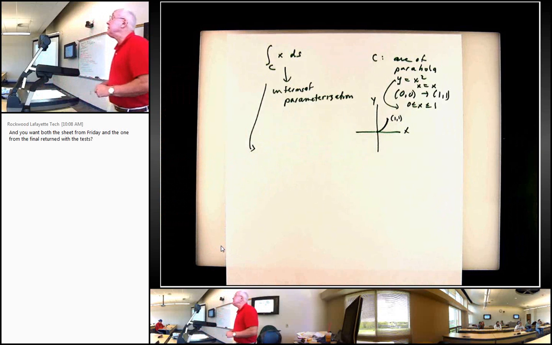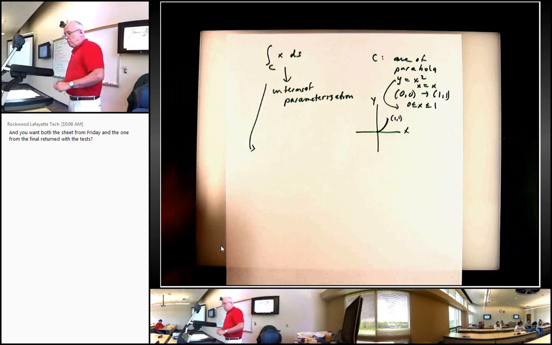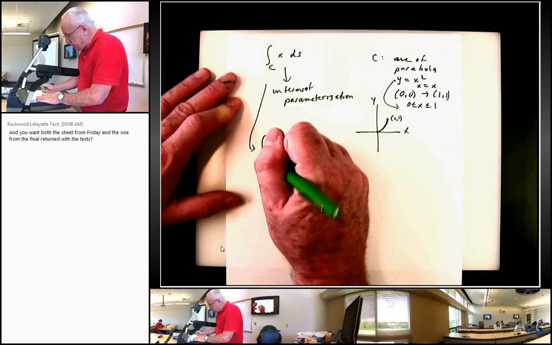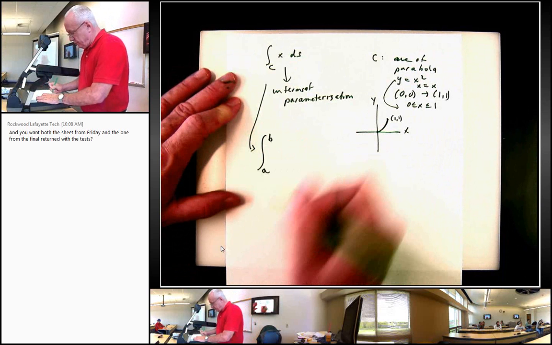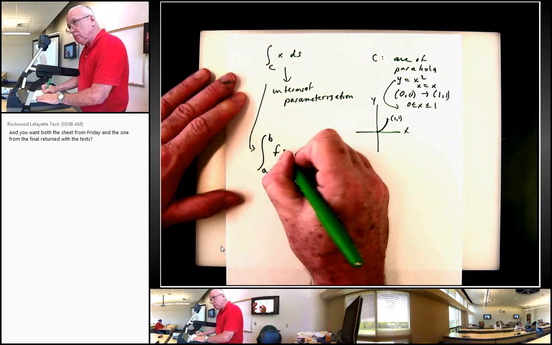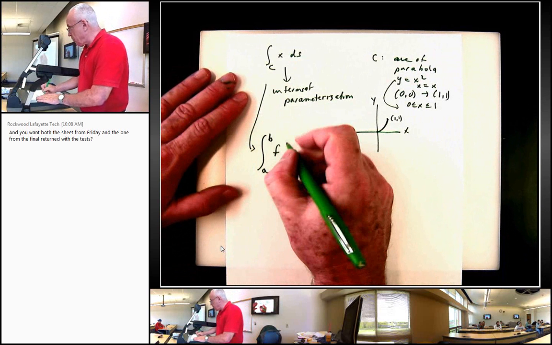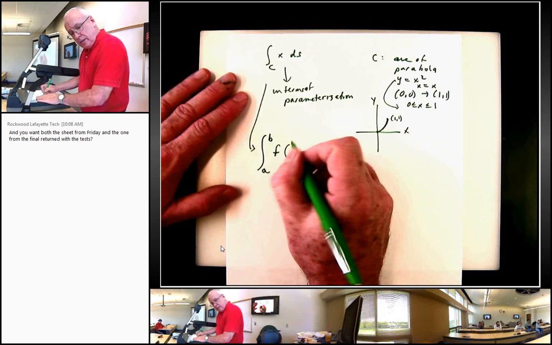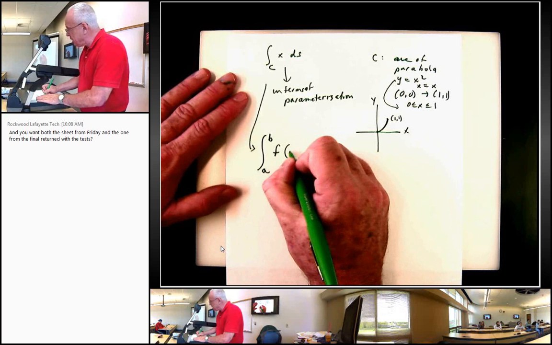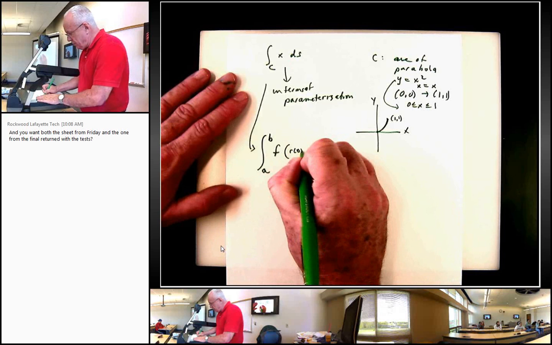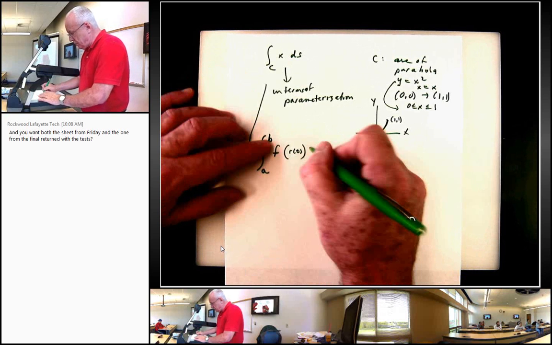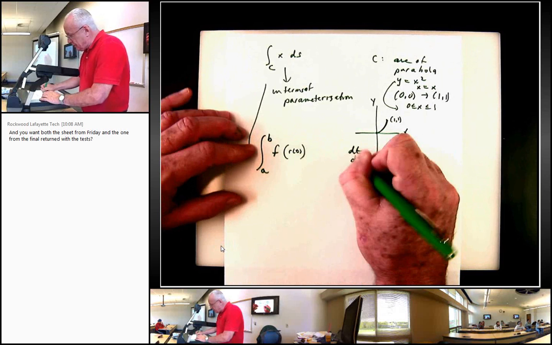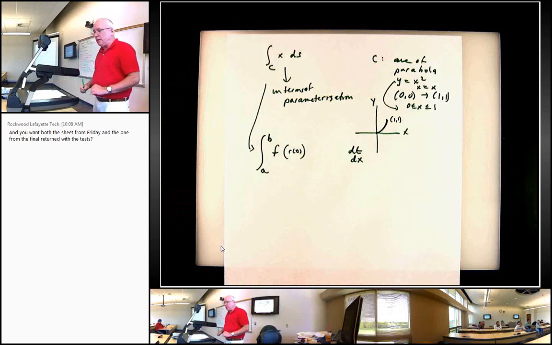dx as in Sam. Okay, isn't this going to be from a to b of our function in terms of the parameterization? How do they label that in the book? Do they say r of t? And we have to parameterize our function, and we're going to end up with a dt, or in this case, it's going to be a dx. All right.